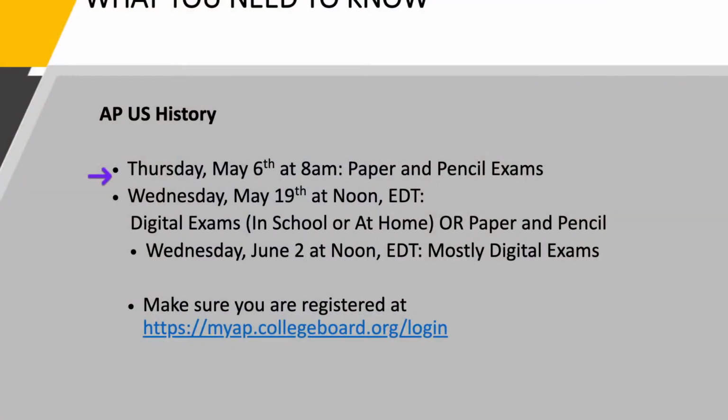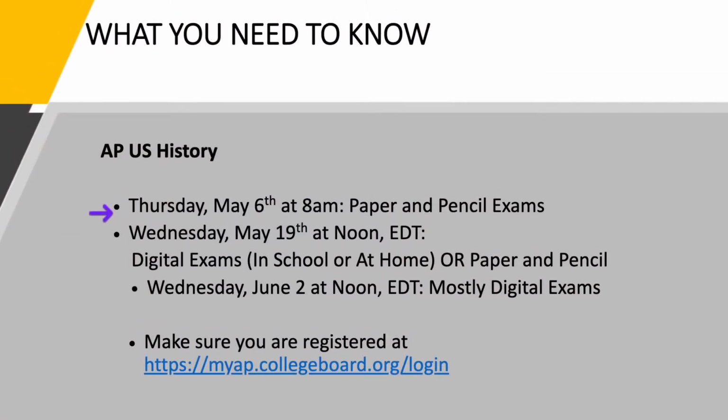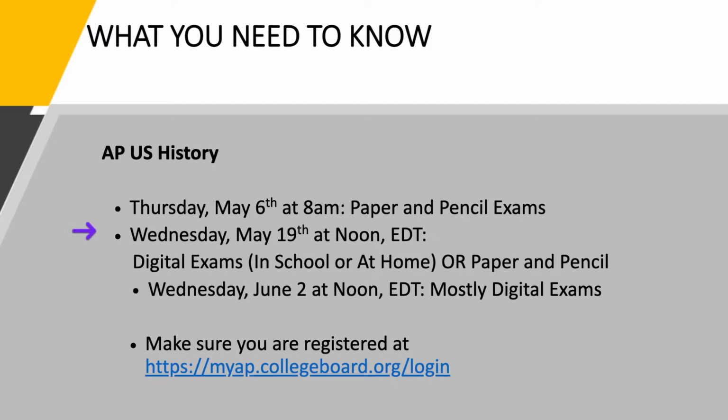There are 3 dates in which you will be taking the AP US History exam this year. You might be taking it on Thursday, May 6th. And if that's the case, then you'll definitely be taking a paper and pencil test. But you might also be taking the test on Wednesday, May 19th, or even Wednesday, June 2nd. So if that's the case, you'll actually be taking either a paper and pencil test or a digital test. And the digital test might be taken on a school computer at school, or it's even possible that you might be taking the AP online at home, depending on what your school has chosen.